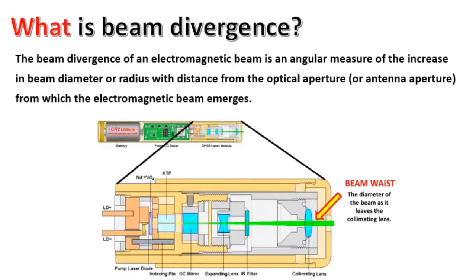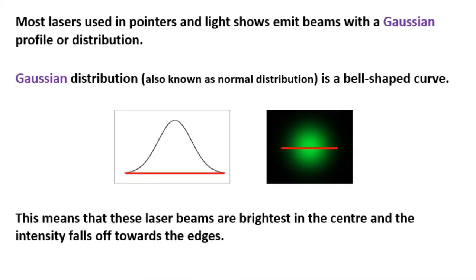What is beam divergence? The beam divergence of an electromagnetic beam is an angular measure of the increase in beam diameter or radius with distance from the optical aperture or antenna aperture from which the electromagnetic beam emerges. Most lasers used in pointers and light shows emit beams with a Gaussian profile or distribution. Gaussian distribution, also known as normal distribution, is a bell-shaped curve. This means that these laser beams are brightest in the center and the intensity falls off towards the edges.